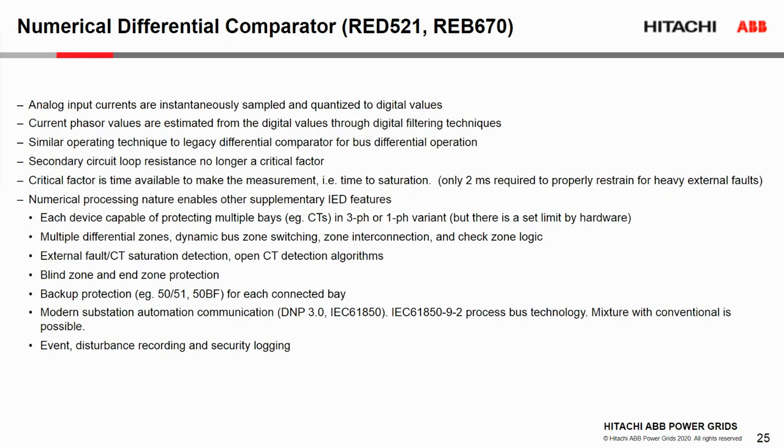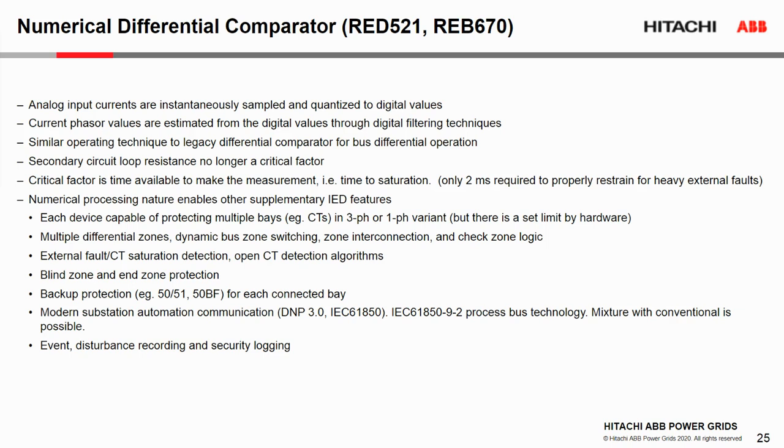The benefits and characteristics of a numerical differential comparator, the low impedance schemes: analog input currents are sampled and digitized. Current phasors are estimated, extracted, and then you calculate a differential current based on them. It has similar operating technology to the legacy differential comparator, the analog one that I introduced earlier. The secondary circuit loop is no longer a critical factor. It doesn't look at that anymore.